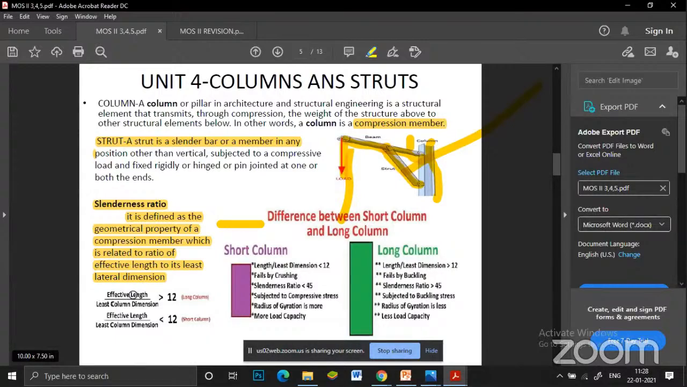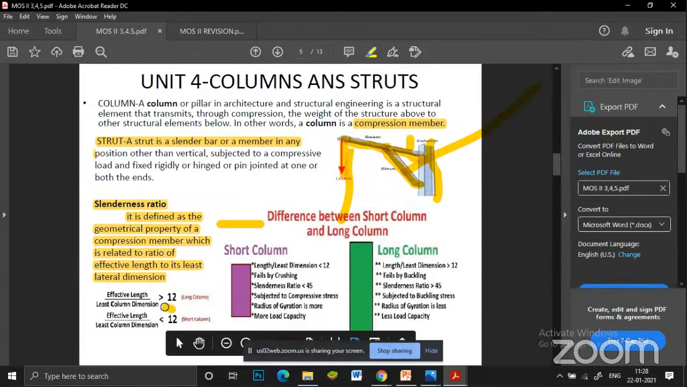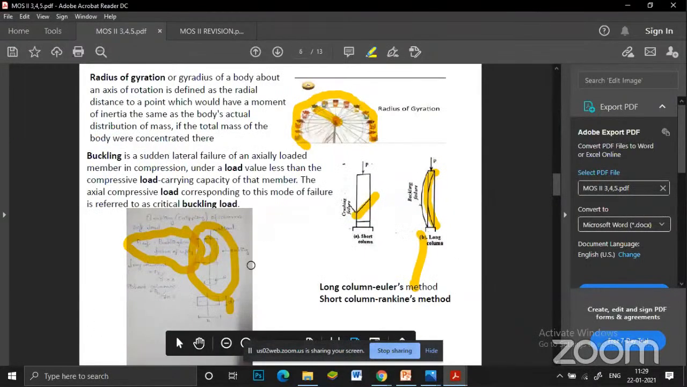Or if it is a rectangular or a square column, we will substitute the least lateral dimension. That's nothing but this side. I have shown you right here. Here, the depth. Not the full area, the value of the depth. You will substitute the value of the depth there.